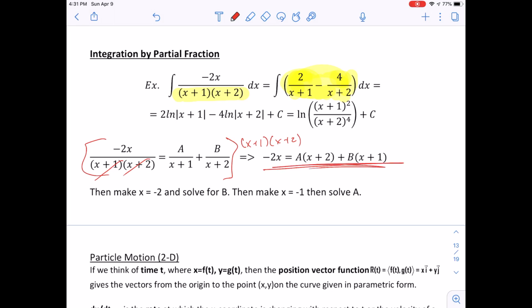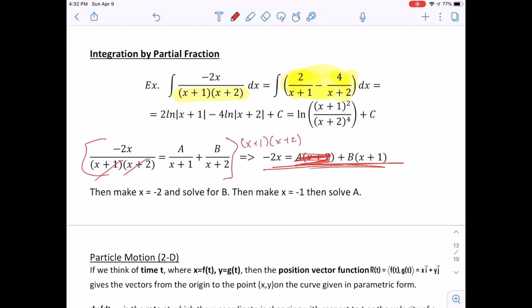Now, we're going to try to figure out what a and b are. Well, a is going to end up, what we do is we're going to plug in x equals negative 2. When you do that, this first term with the a in it is going to be 0, and you'll be able to solve for that b value.